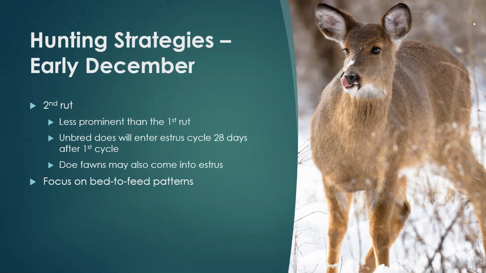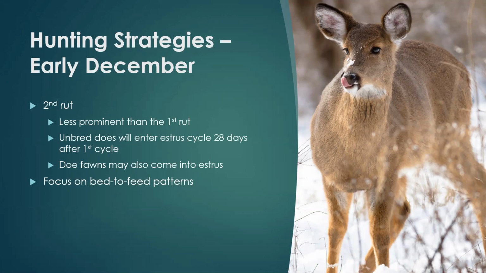But as we approach December, that's when things really start to take a different turn in the deer woods. Weather changes, but you also have this concept of a second rut. Does who do not get successfully bred during the first rut will re-enter an estrus cycle 28 days after that first cycle. Typically November 7th through 14th is peak rut for Illinois, so you can view the second rut as December 4th through the 10th or 12th.